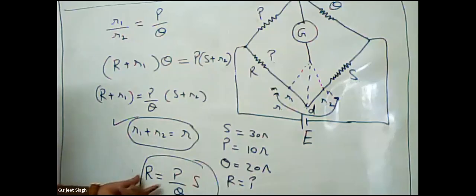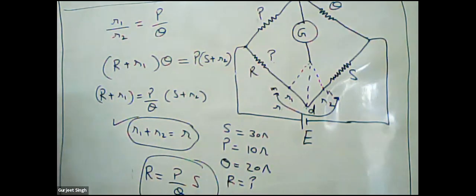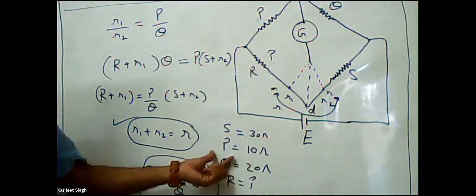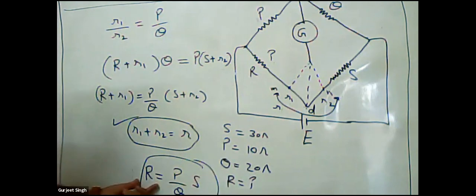So we are having R is equal to P upon Q S. Okay, beta. So a numerical came in the paper, where you are having the value of S as 30 ohm, P is equal to 10 ohm, Q is equal to 20 ohm. So what is the value of the unknown resistance in this case?